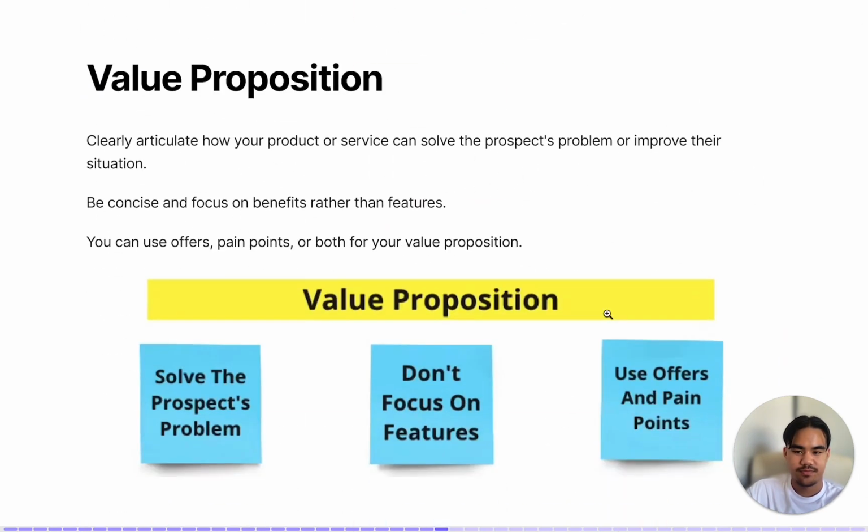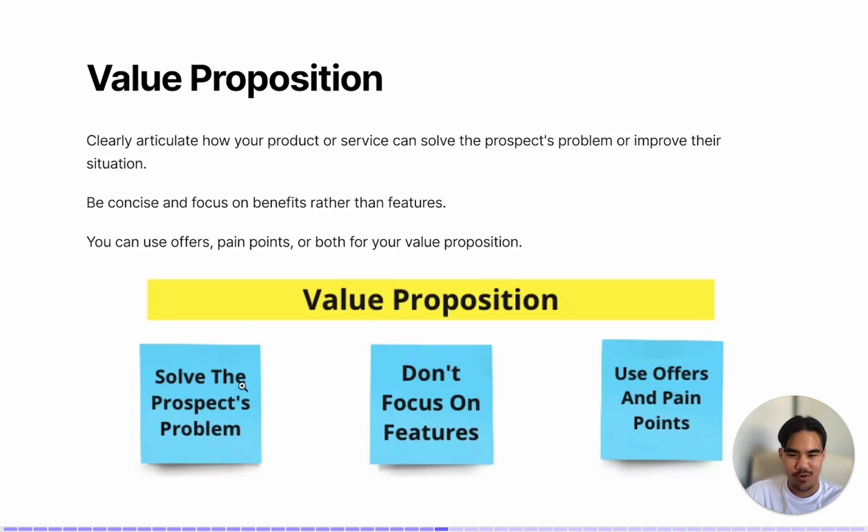The next thing you want to do is have your value proposition, which is to clearly articulate how your product or service can solve the prospect's problem or improve their situation. You want to be concise and focus on benefits rather than features. You can use offers, pain points, or both for your value prop.